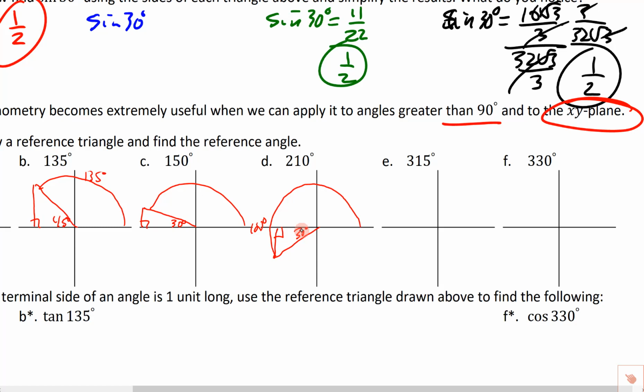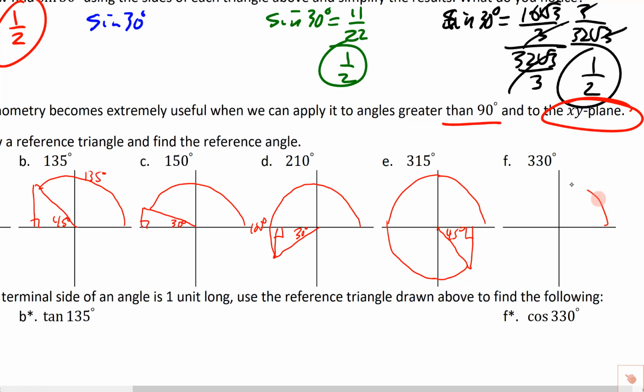Raise your hand if you got 30 degrees. Okay. 315. 90, 180, 270 around to here. You agree 315 is going to be in here somewhere? So draw a reference triangle, and I want you to figure out what that angle is right there. Anybody got it? Keely? It's 45 degrees. That's a 45-degree reference triangle.